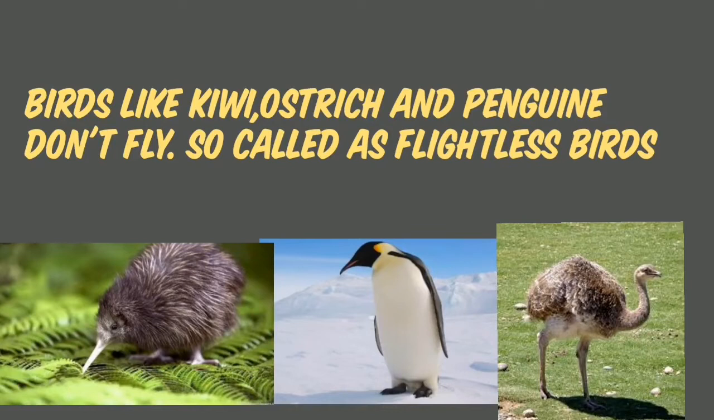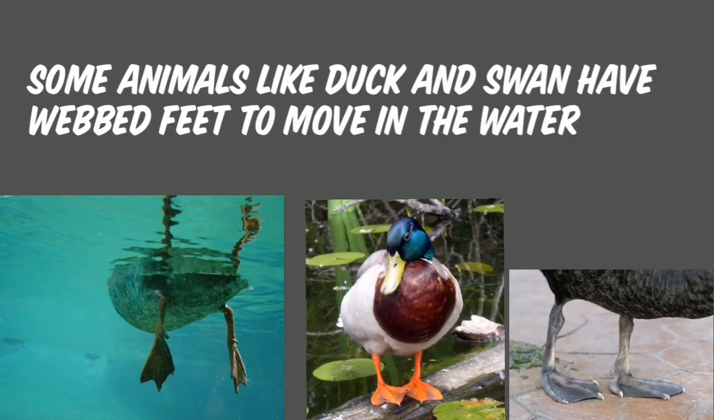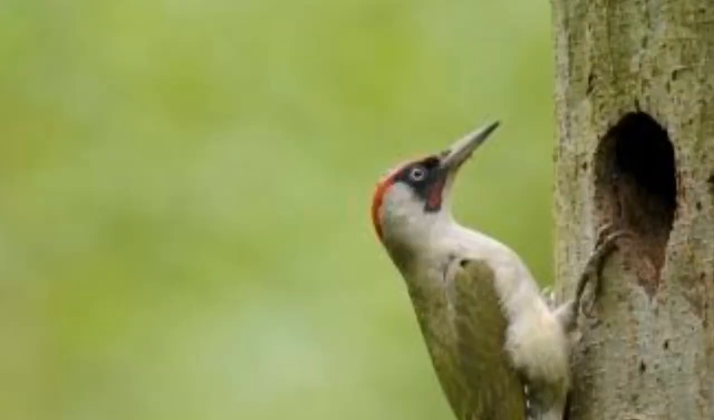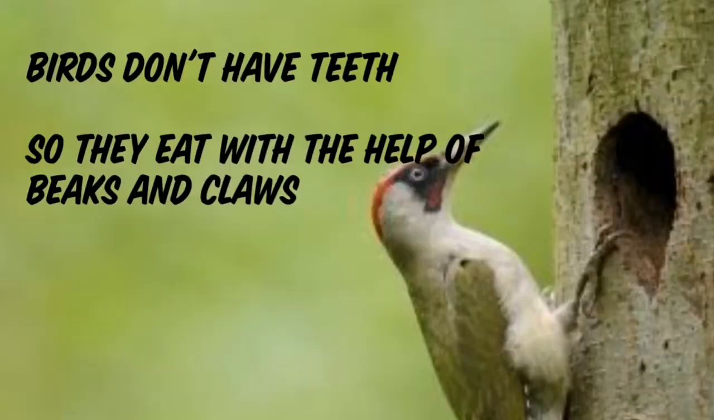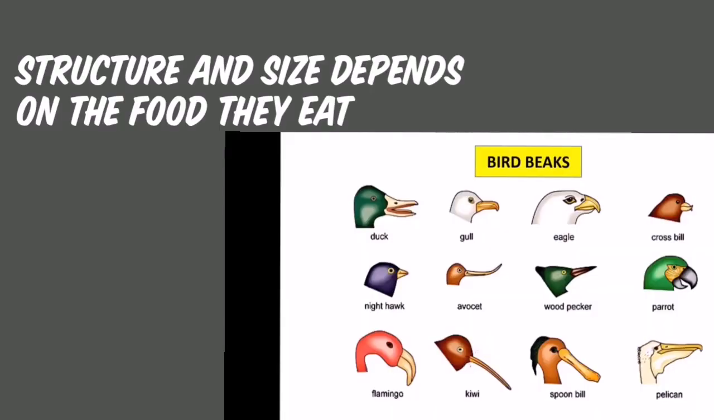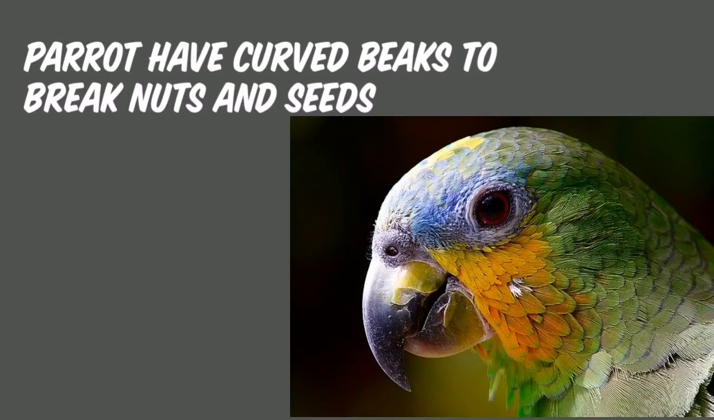And some birds like duck have webbed feet that make them very special, so that they can also move in the water. And the next topic is how birds eat their food. Birds don't have teeth as we have, so they use their beaks and claws to eat the food, and the structure and size of the beak is based on the food they eat. Let us see some examples.